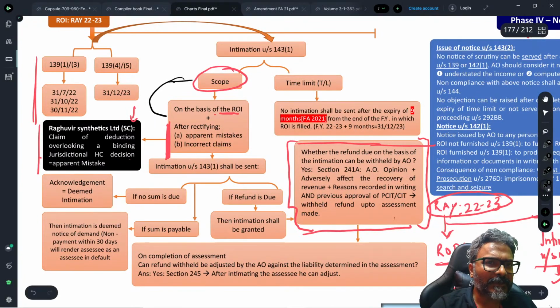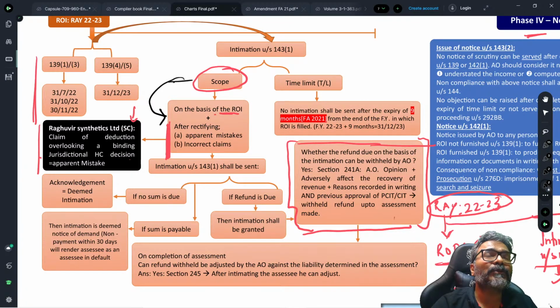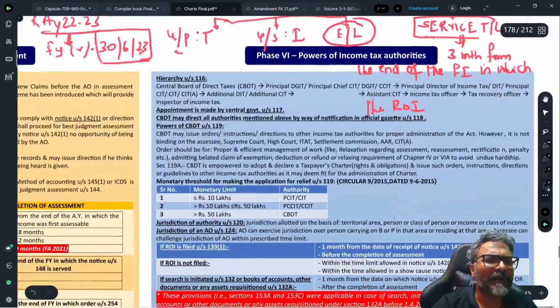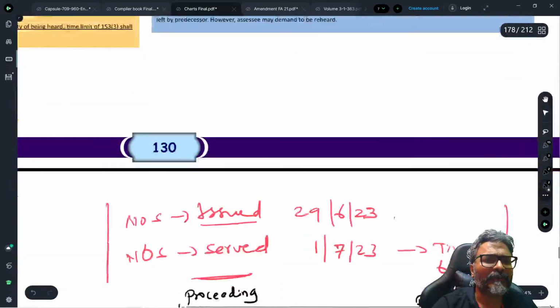And what is the scope of intimation? The scope of intimation that you can see is that the intimation is on the basis of the ROI subject to the correction of any apparent mistake. This is the scope so far as the intimation is concerned. And how about the order of assessment? So far as the order of assessment is concerned, is it on the basis of the ROI?